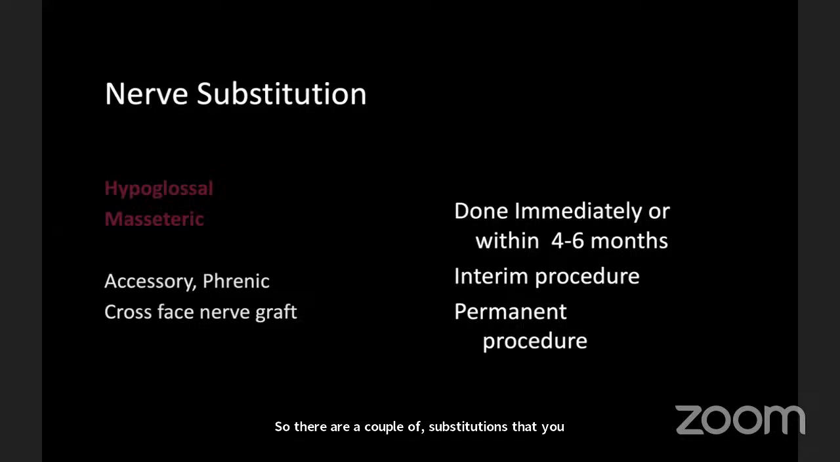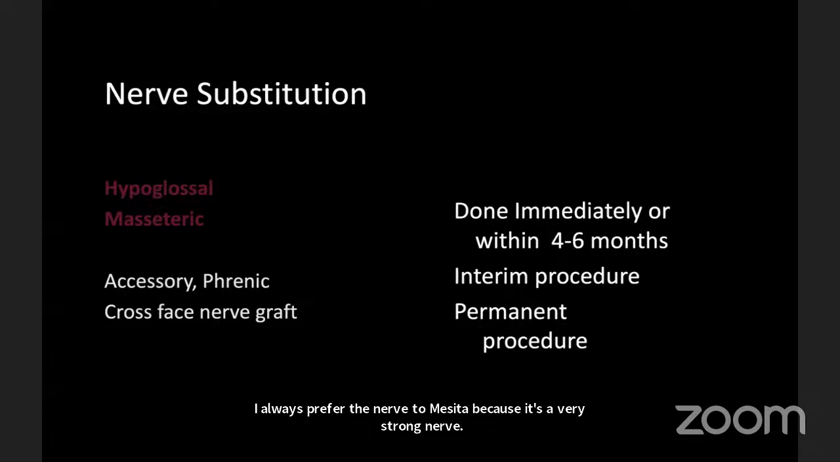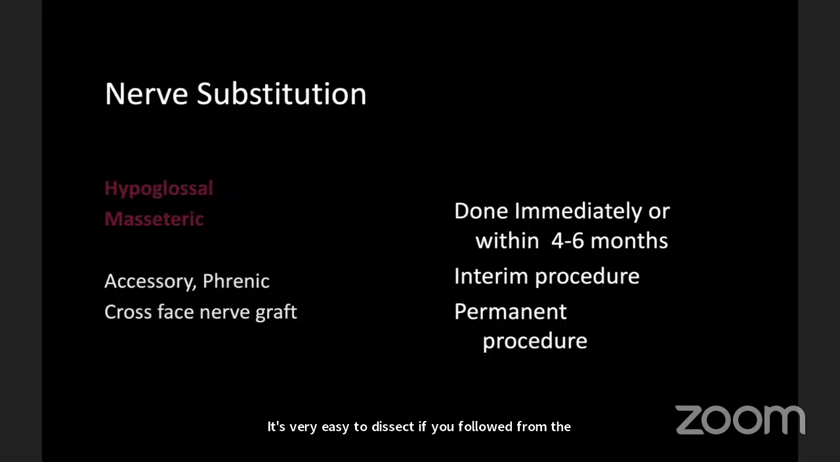I always prefer the nerve to masseter because it's a very strong nerve. It's very easy to dissect if you follow it from the sigmoid notch and come towards it. It's in the same field because you're raising a cheek flap. There are two branches of the nerve to masseter. You can use either one.